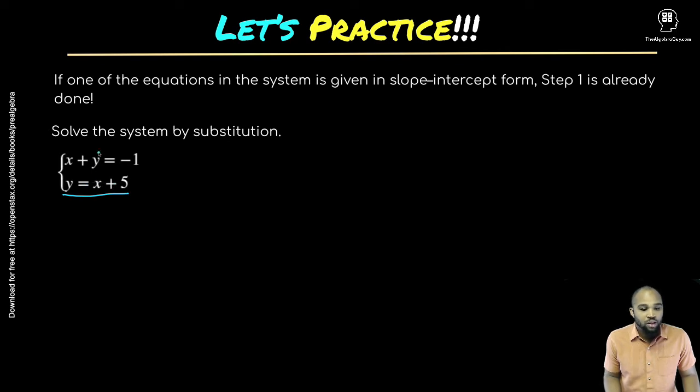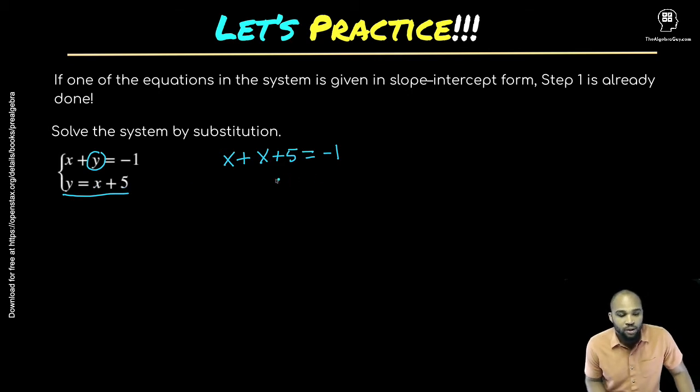So in place of this y, guess what I'm going to put? Yep, x plus 5. So x plus, now in place of this y, I'm going to put x plus 5. And I'm going to continue writing that equation equals -1. So what did I do? I simply replaced y with x plus 5 because they're exactly the same thing.